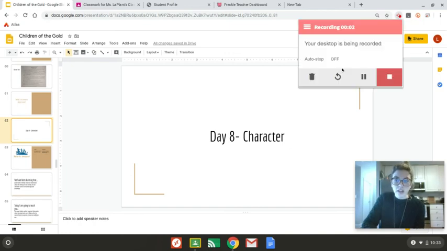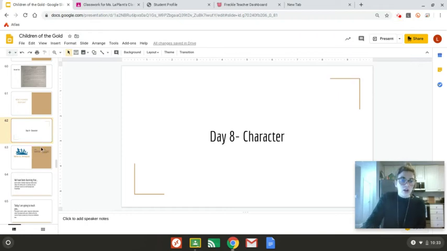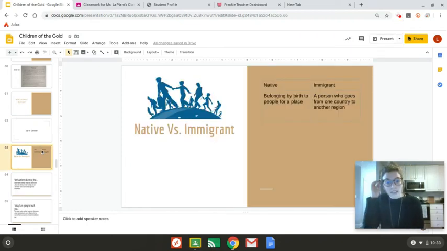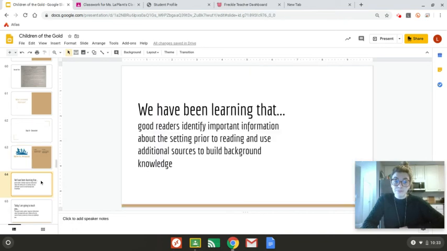I'm going to move on to lesson 8 today. So to start off, we have 2 vocabulary words today, native and immigrant. These are kind of like antonyms, because a native person is someone who belongs to a place because they're born there or born into a group of people, whereas immigrants are people who travel from one region to another, and that's not where they're born.